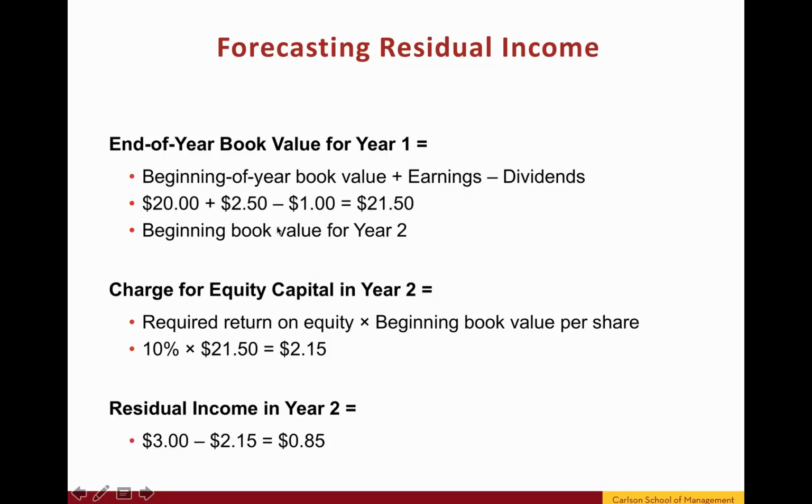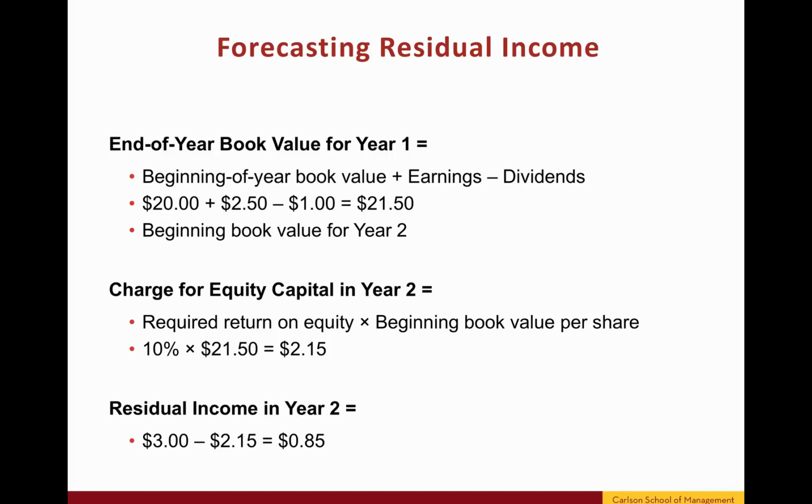If we look at the ending book value now for the company in year 1, remember our beginning book value per share was $20. Our earnings per share, EPS calculated, was $2.50. And the company is also paying dividends of $1. So the beginning book value of $20 plus earnings of $2.50 minus dividends of $1 means that we have an end of the year book value of $21.50.